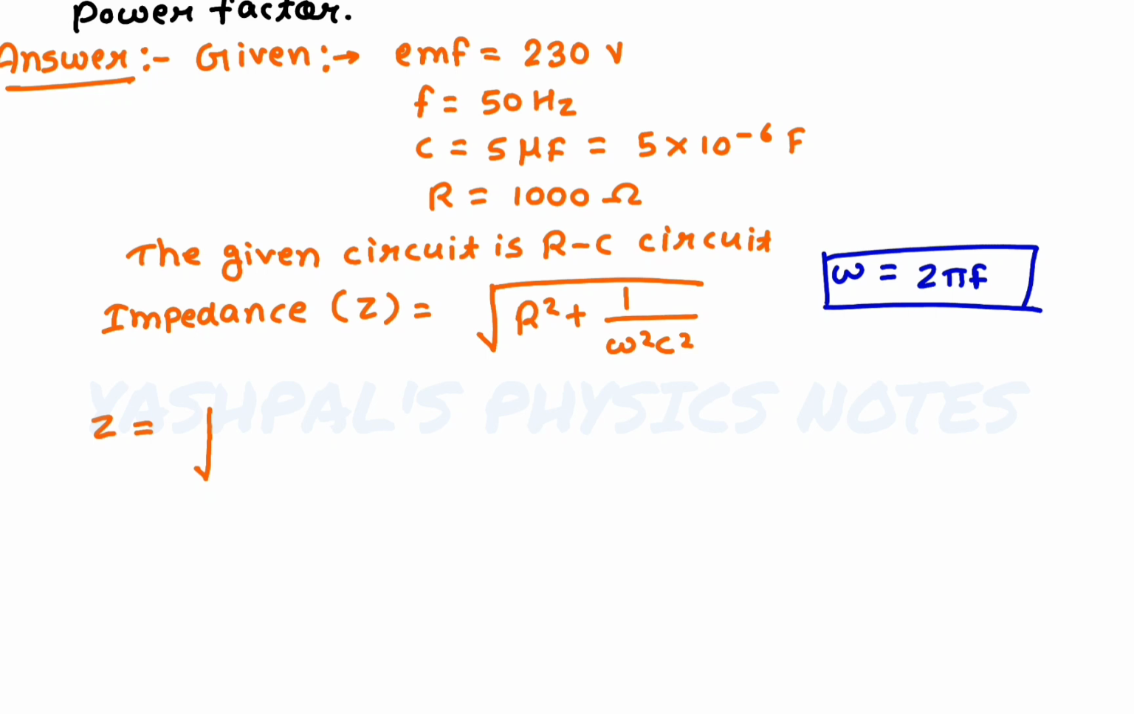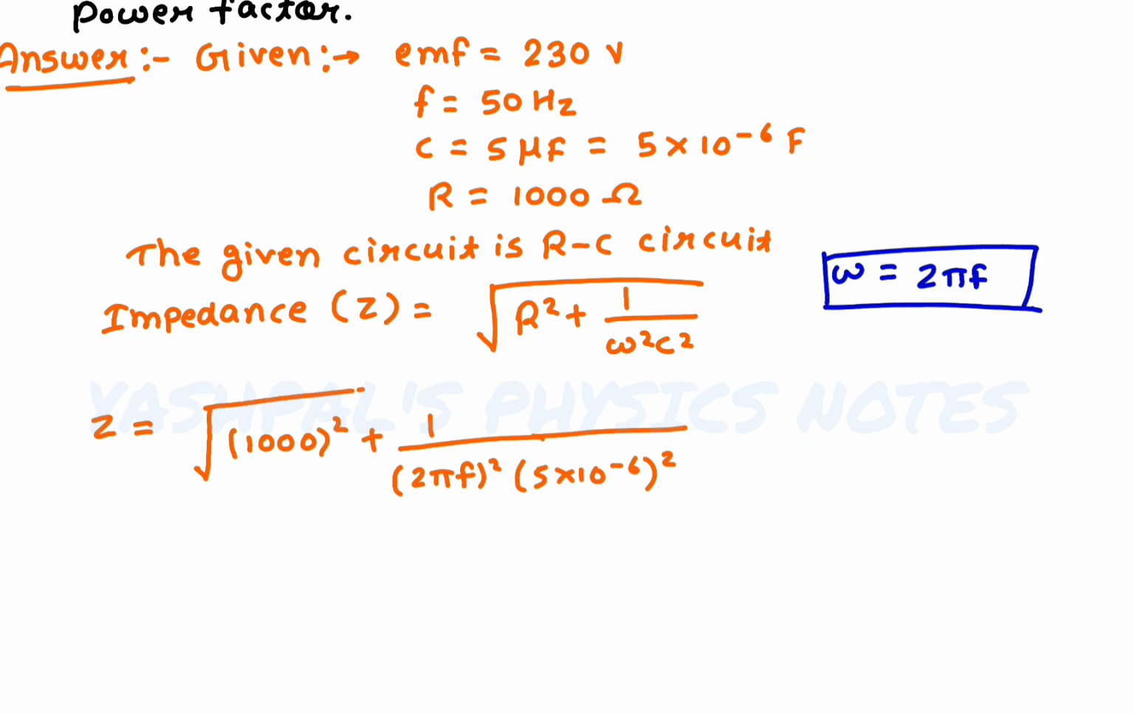Now impedance Z is equal to under root R square. What is the value of R? It is given as 1000 square plus 1 upon, what is the value of omega? It's 2 pi f whole square. Then C square. What is the value of C? 5 into 10 to the power minus 6 whole square. Remember to write the square term, okay? And this is under root.